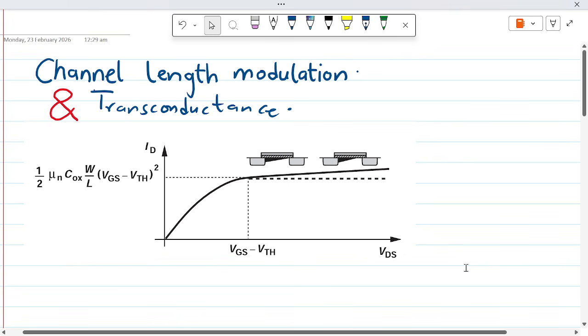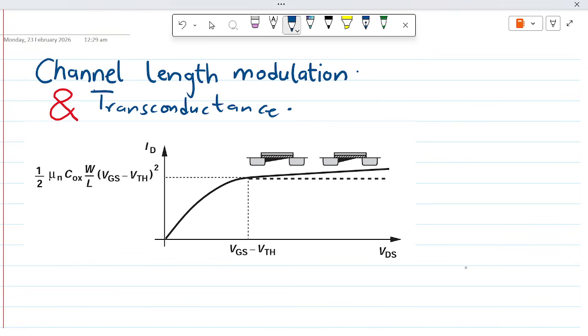Hello, in this video we are going to talk about channel length modulation and transconductance of MOS devices. We already saw in a previous video that the drain current and the voltage of the drain, or the VDS, are related in this form.